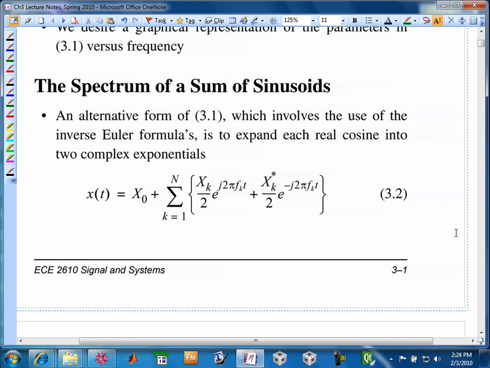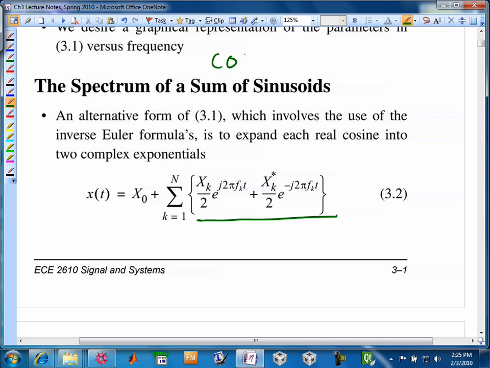If we do Euler's identity on the cosine, then we can write out the cosine in this form right here. So in other words, if we had cosine x, Euler's identity says that that is e to the jx plus e to the minus jx, over 2.